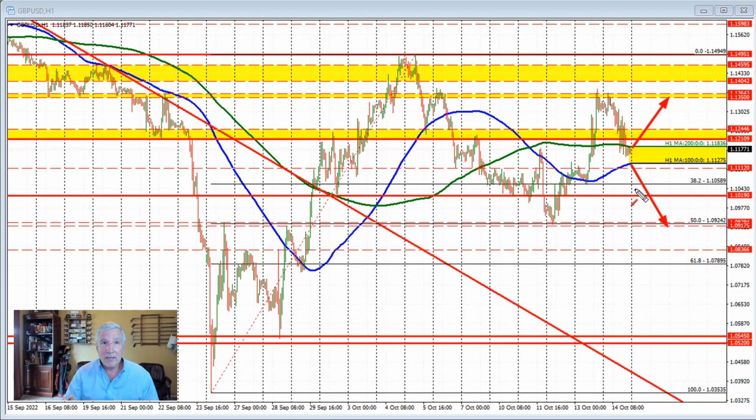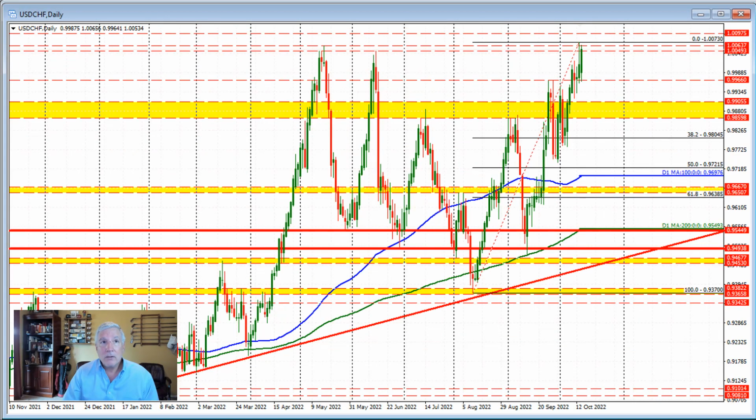The market is waiting for the next shove, the next news item to get it out of its way, to get it either moving in this direction or moving further in the upward direction here for that currency pair. All right, let's take a look at the dollar versus Swiss franc. And if we take a look at this currency pair, what do we notice?